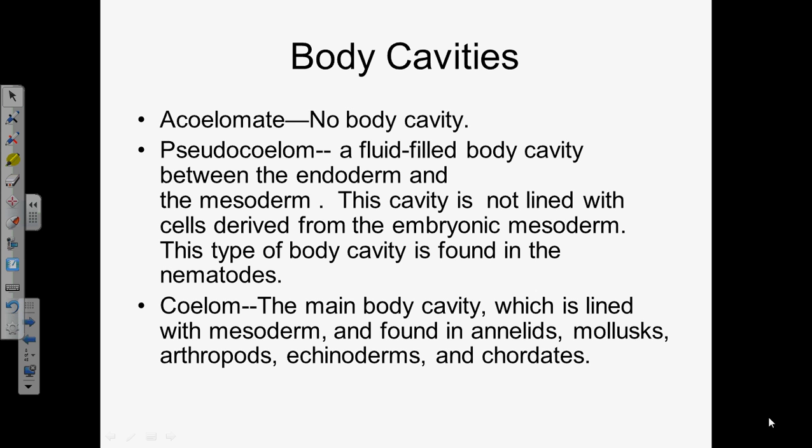Most animals, though, have a coelom. That's just your standard body cavity. It's where your organs are at. It's a space for holding organs. The inner part of it is lined with cells from the middle germ layer, the mesoderm. And like I said, most animals have it. Annelids, the segmented worms, mollusks, clams, oysters, snails and slugs, arthropods or insects, echinoderms like starfish, and the vertebrates, the chordates, all have a coelom.